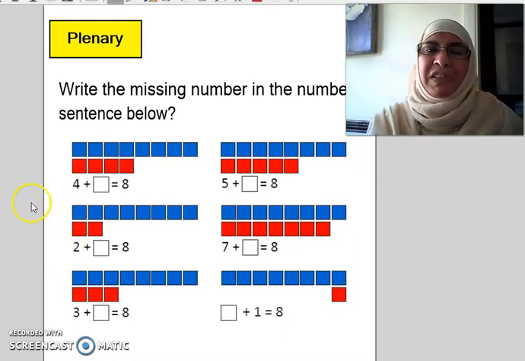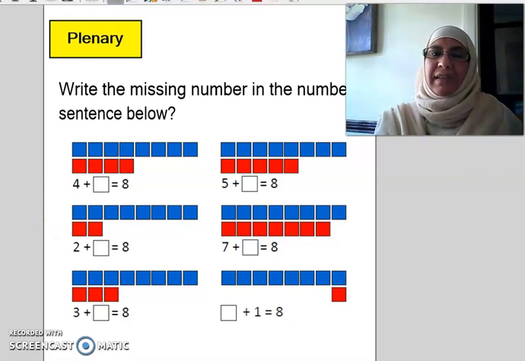Okay, so the plenary for today's lesson is this. Write the missing number in the number sentence below. 4 add what equals 8? So we have 4. How many more do we need to get to the number 8? Now, if you look at the blue squares, you will see there are 8 squares there. Let's just check. 6, 7, 8. We have 4 already. How many more do we need?